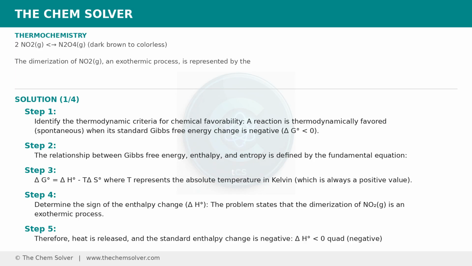Determine the sign of the enthalpy change, ΔH°. The problem states that the dimerization of NO2 is an exothermic process. Therefore, heat is released, and the standard enthalpy change is negative. ΔH° < 0, negative.